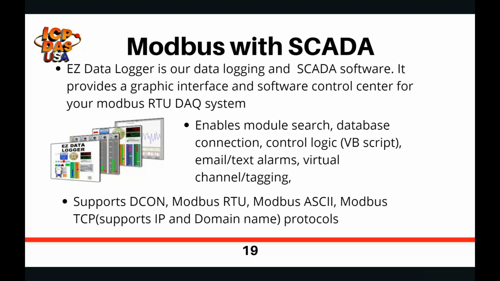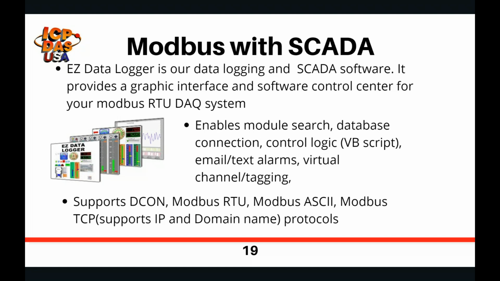Easy Data Logger is our data logging and SCADA software. It provides a graphic interface and software control center for your Modbus RTU data acquisition system. It comes with a number of features. It enables module search, and database connection, that's your data logs. Control logic using VB script, that is just basic logic control functions. You can also send email or text alarms, and it allows you to create virtual channels and tag units. It also supports DCON, Modbus RTU, Modbus ASCII, and Modbus TCP protocols.